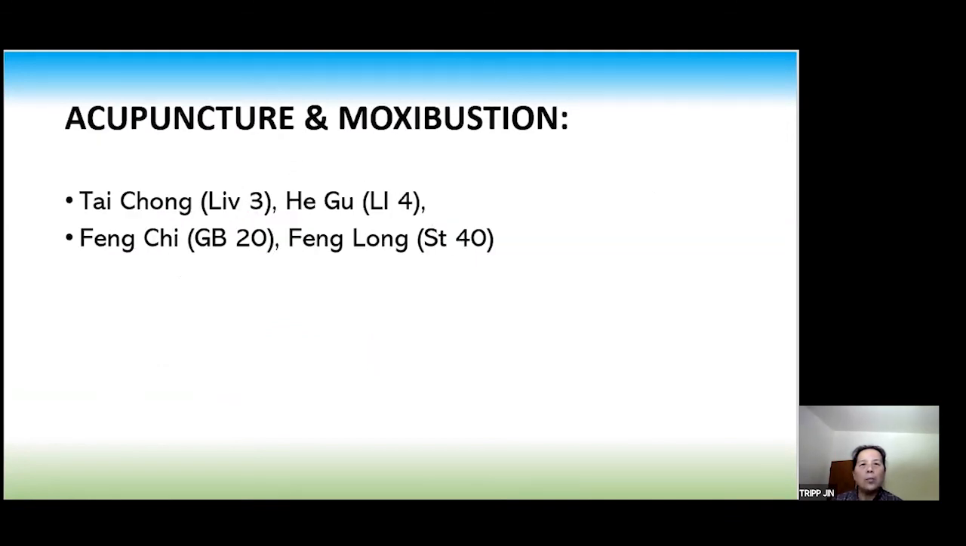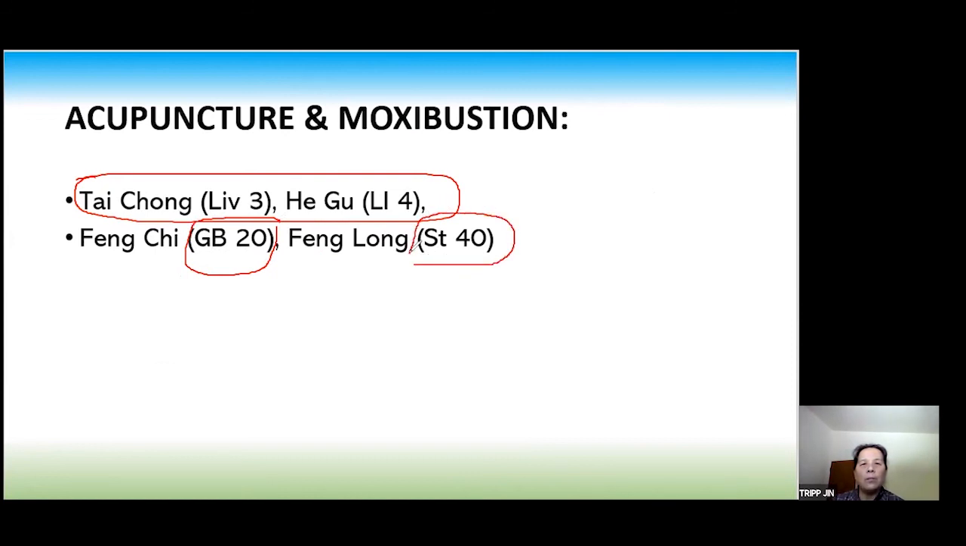Acupuncture treatment. Certainly, we still need to move liver qi and act on internal wind, that's the wind points, and also resolve blood stasis. Certainly, you can modify it from there.